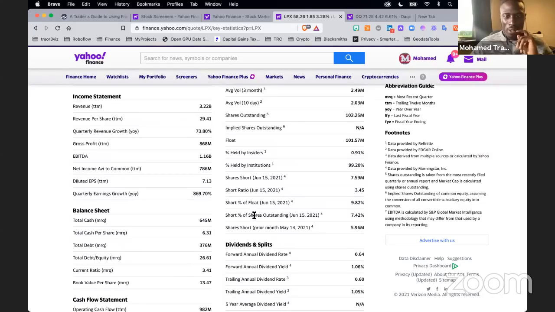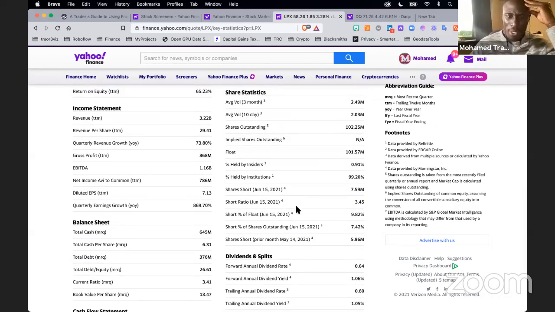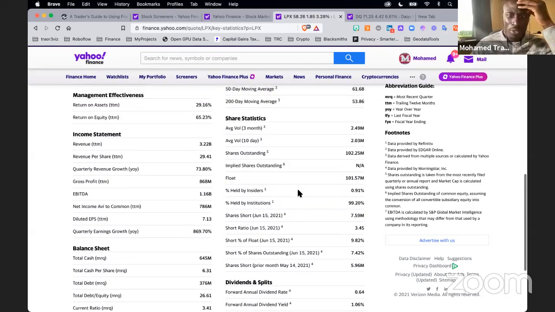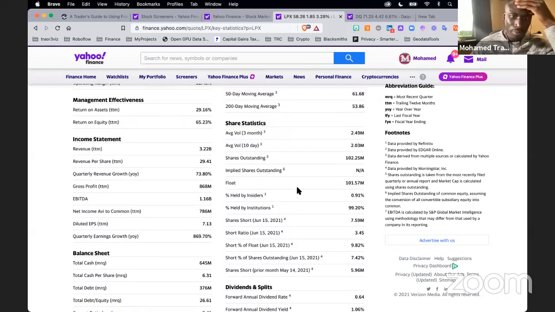Percent of the float that's short, 9.82%. Shares outstanding, 7.42. The average for shorts is like 3 to 5%, or 3 to 7% or something like that. So it's not too much. It's actually short right now.